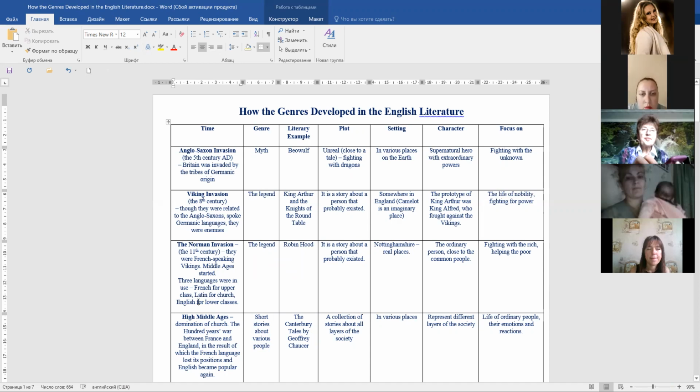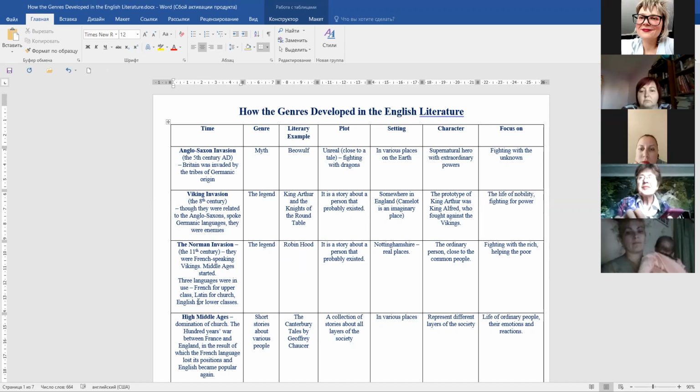And that is why we have pigs, but the meat of pigs is pork. We have cows, but the meat of cows is beef. The same with goats or sheep, but the meat of sheep is mutton. And that is how we can see this division in society. Lower classes were English and upper classes were French.